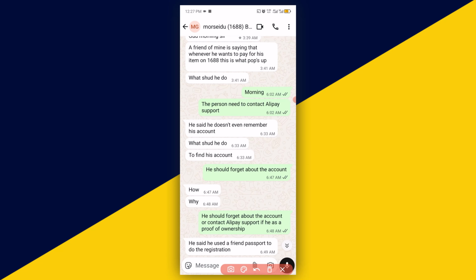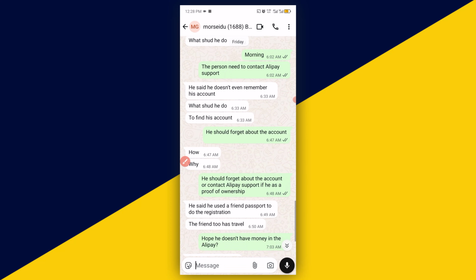A lot of people are using other people's identity to verify accounts, which is exactly what happened to this person right here. So you can see the message right here. He said he used a friend's passport to do the registration. The friend too has traveled. So you can imagine, this is where the problem lies now.